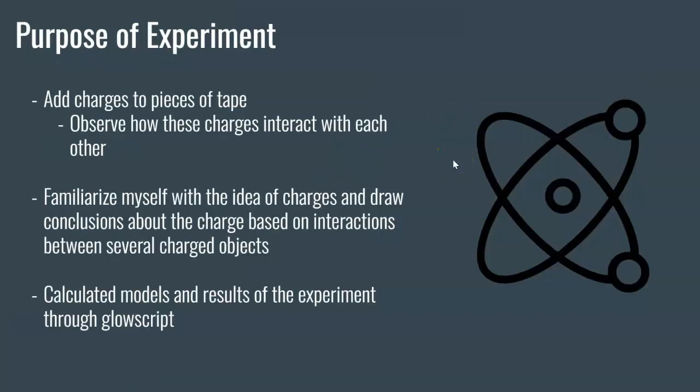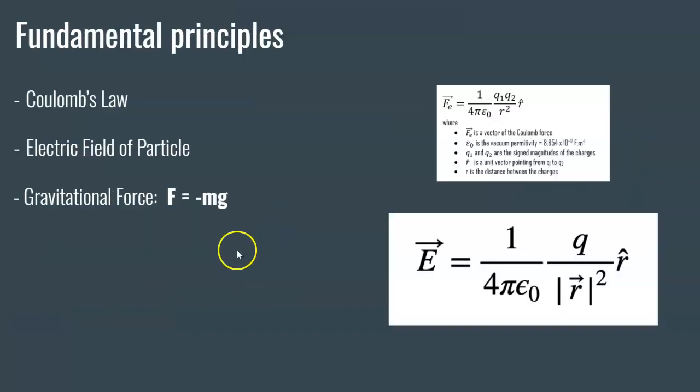So the purpose of the experiment: add charges to pieces of tape, observe how these charges interact with each other, familiarize myself with the idea of charges, and draw conclusions about the charge based on interactions between several charged objects, calculate models, and make models of the experiment in GlowScript.